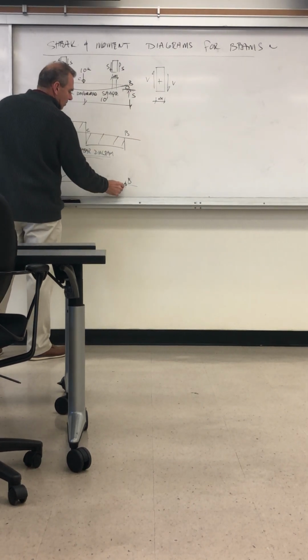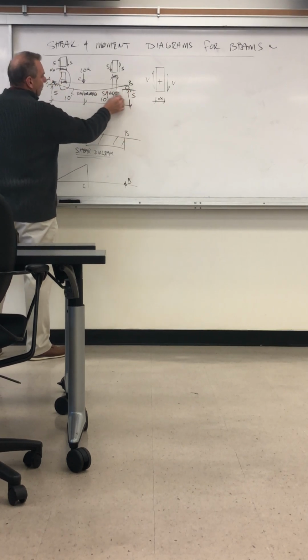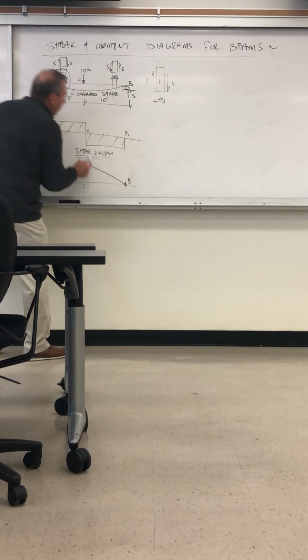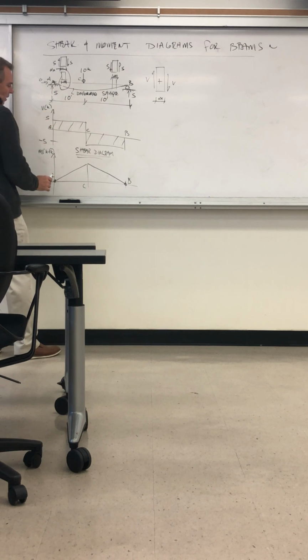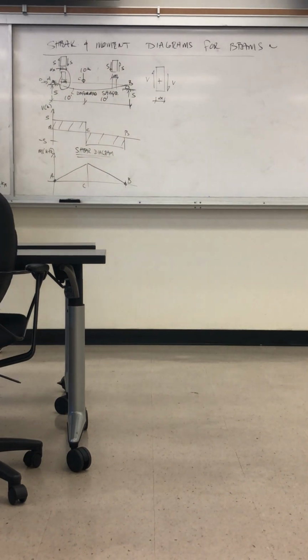5 times 0, that's 0. 5 times 1 foot would be 5. 5 times 5 is 25. 5 times 10, and it goes over. As you go past this point, if you started from this side, it would be 5 times the distance all the way up to here, minus this 10 times that distance. You're summing all the moments.